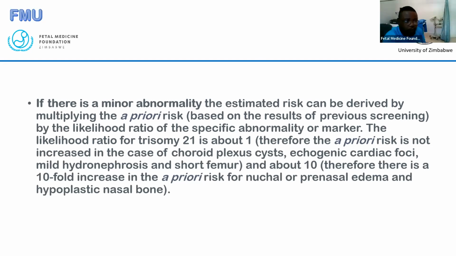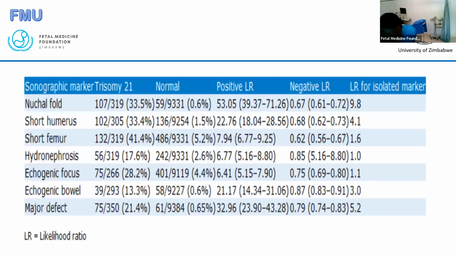For us to recalculate the risk, we have to understand this table, which is in the 11 to 13 week scan book from the FMF. This book is available for free online. If you go to the Fetal Medicine Foundation website, on the 11 to 13 week scan course, you can download this book. There is this table here. This table tells us something called likelihood ratios, to say what is the likelihood that the baby has Down syndrome or any other defect if you pick up a certain marker.